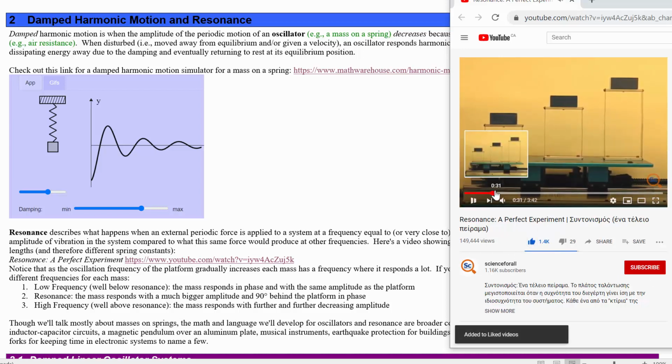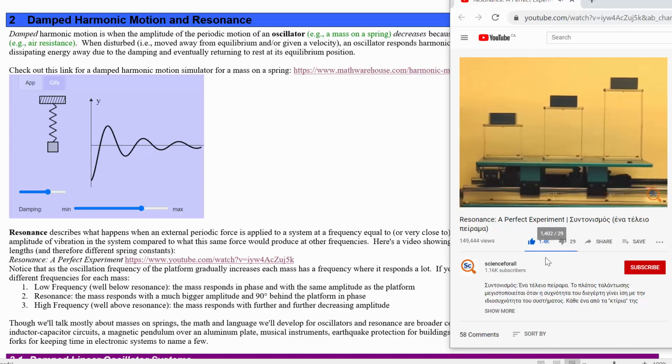Okay, so anyway, what we have here is an oscillating platform, and this is going back and forth at a frequency that's going to increase. So it starts off very slow, and then eventually it's going to be going very fast back and forth.